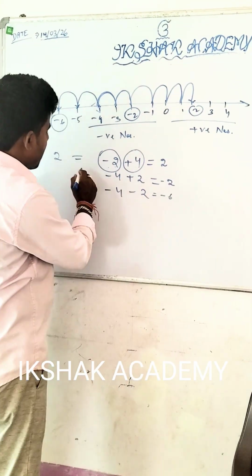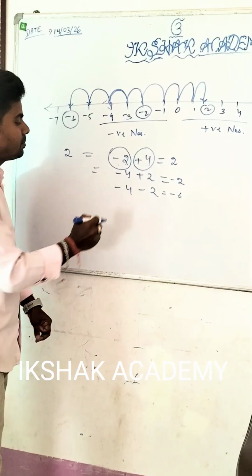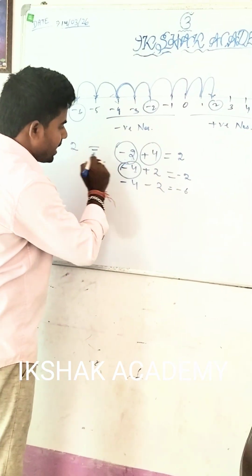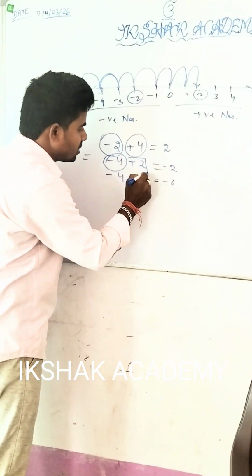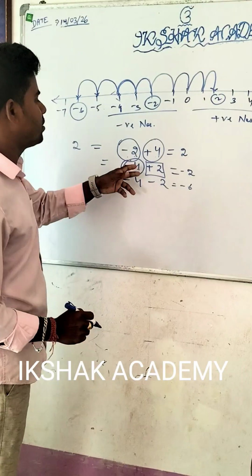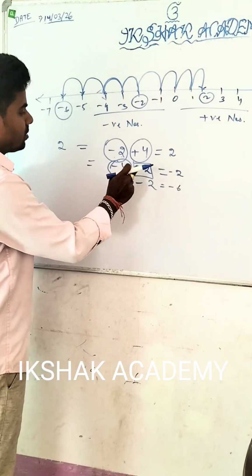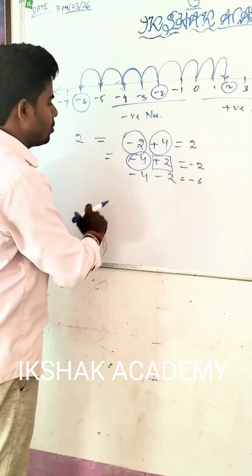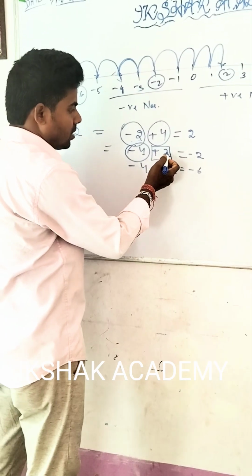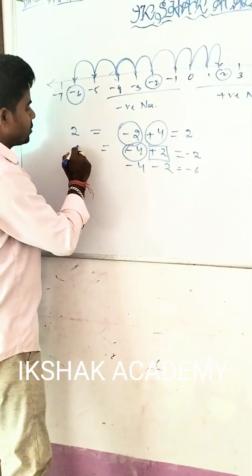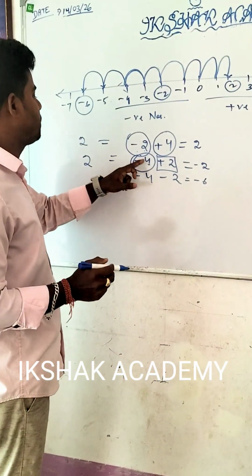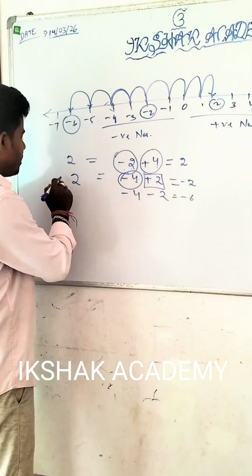Okay, then -4 plus 2. Here is a negative number and here is a positive number, so the two numbers have different signs. The greater number is 4 and the smaller number is 2. So 4 minus 2 equals 2, and the answer follows the sign of the greater number, which is the minus sign.